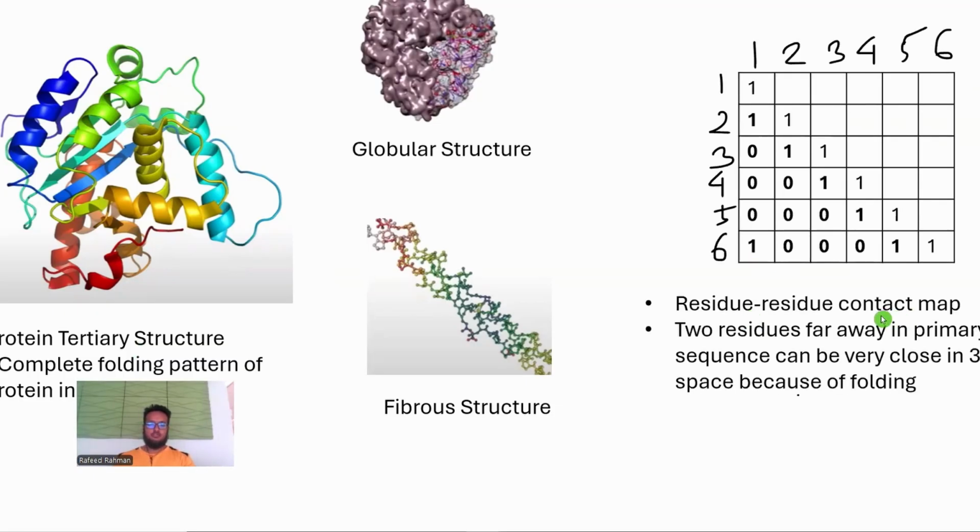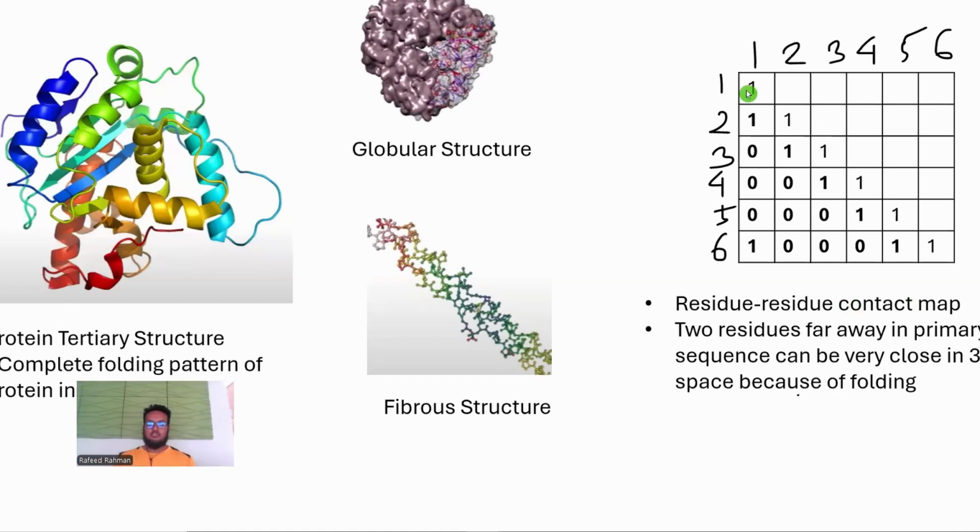Now, what is a residue-residue contact map? How the protein tertiary structure will fold depends on the primary structure of the protein, which is the sequence of amino acids itself. Number two, how the local regions are appearing, that means the secondary structure of the protein, and it also depends on the residue-residue contact map.